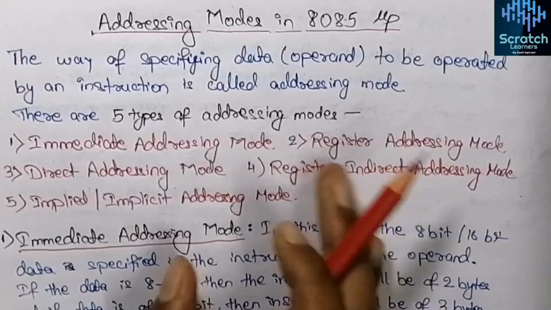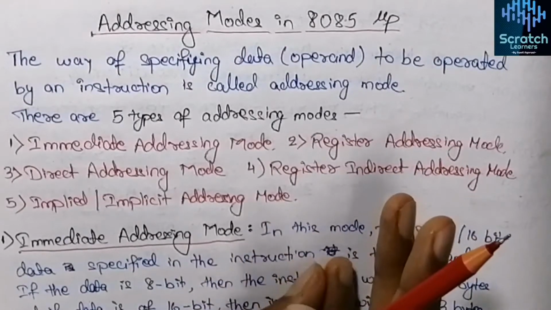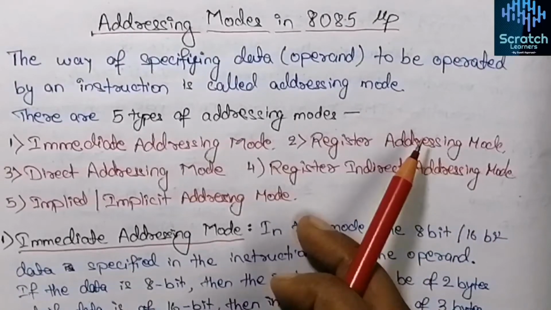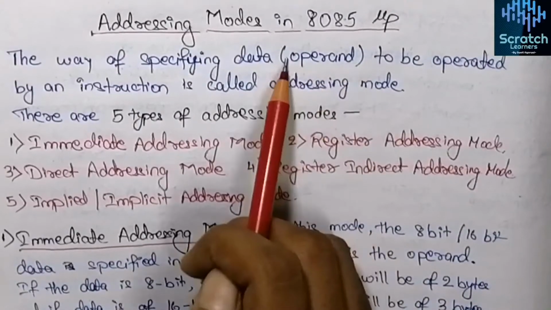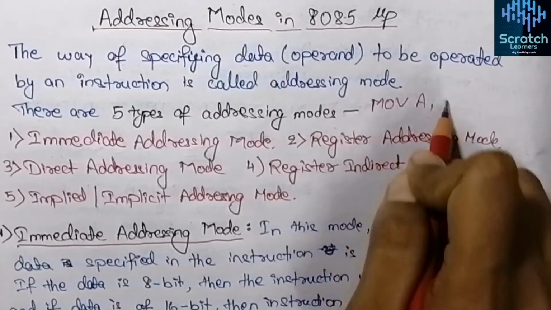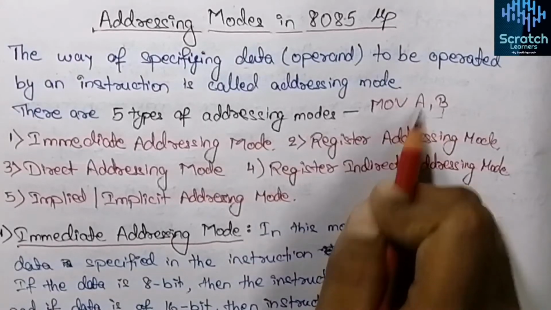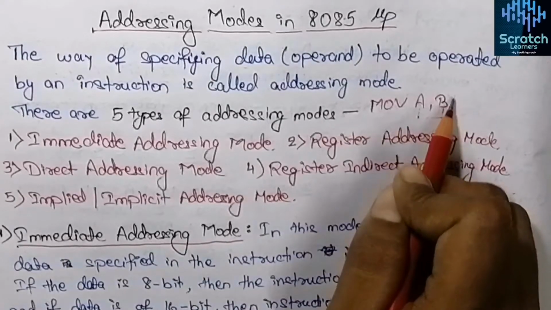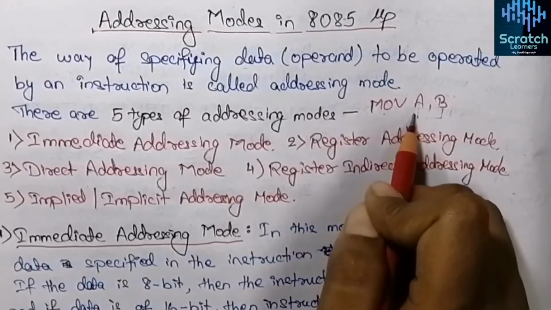We have discussed different types of instructions in the last videos, right? We have already discussed data transfer, logical, arithmetic, branching, and stack, I/O and machine control instructions. So the part of an instruction on which some operation is going to be performed is known as the operand. That means if we have an instruction like MOV A, B, the content of B is going to be transferred into the accumulator. So these two are the operands here, and this is the operation.